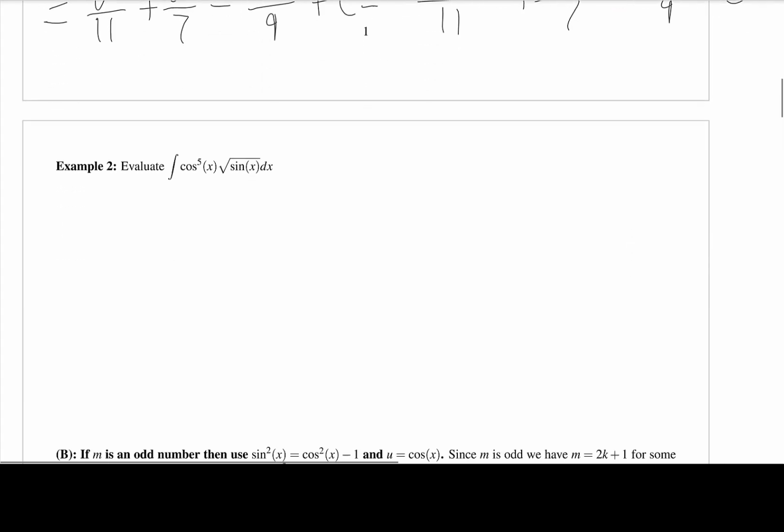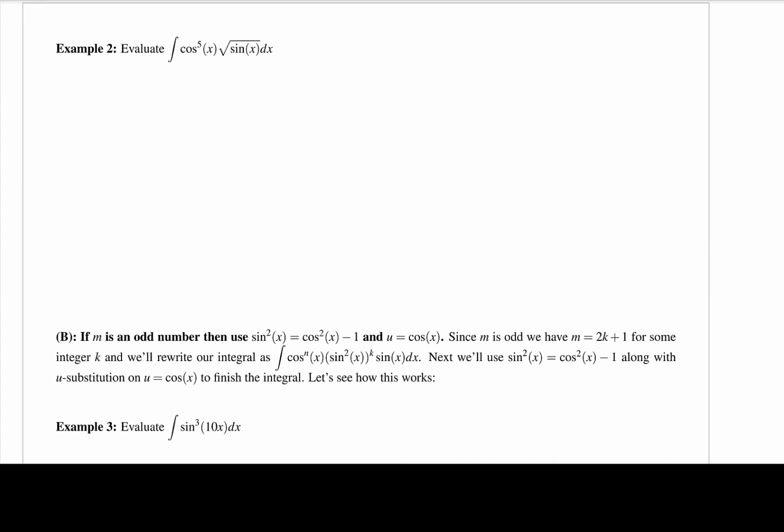Now let's go ahead and see an example where it's not so straightforward. What I mean by that is that this isn't so straightforward because now it's not just simple powers of cosine and sine. Now we've got this square root in there. But I'm still going to use the same rule. I've got an odd power of cosine, so I'm going to break this up. This is going to be cosine to the fourth of x times cosine of x times, this is sine to the 1/2 of x, dx.